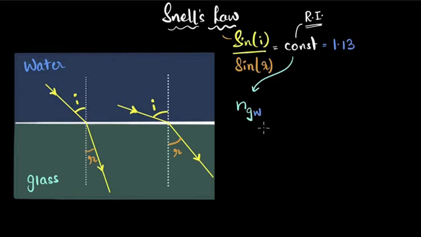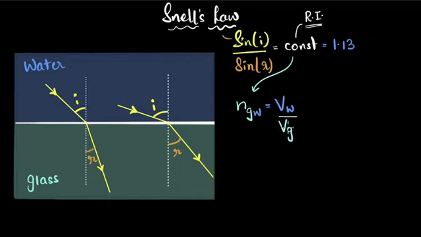But what decides this number? Why is this number equal to 1.13? Well, turns out refraction happens due to the change in the speed of light. Speed of light is different in water than in glass, and that change is the reason for why light bends. And turns out that this refractive index is the ratio of the speed of light in the two media. So in this case, the refractive index of glass with respect to water is actually the speed of light in water divided by the speed of light in glass.